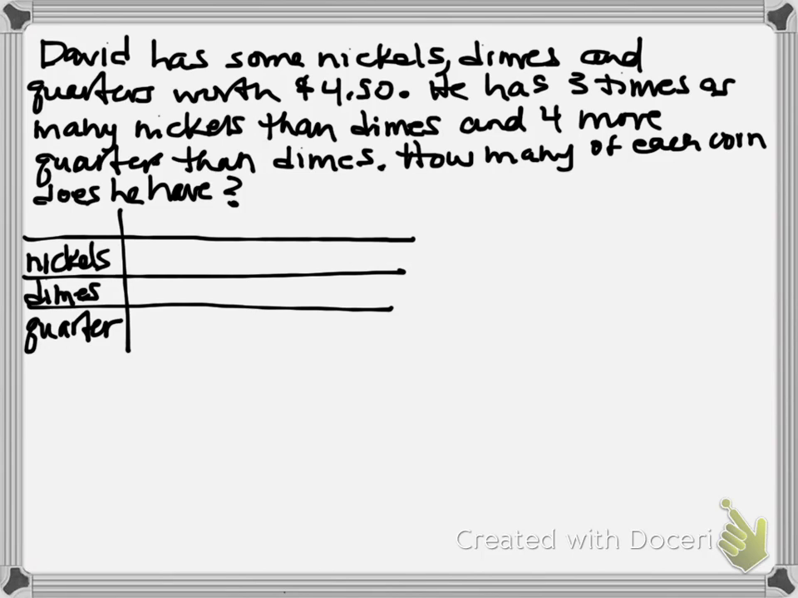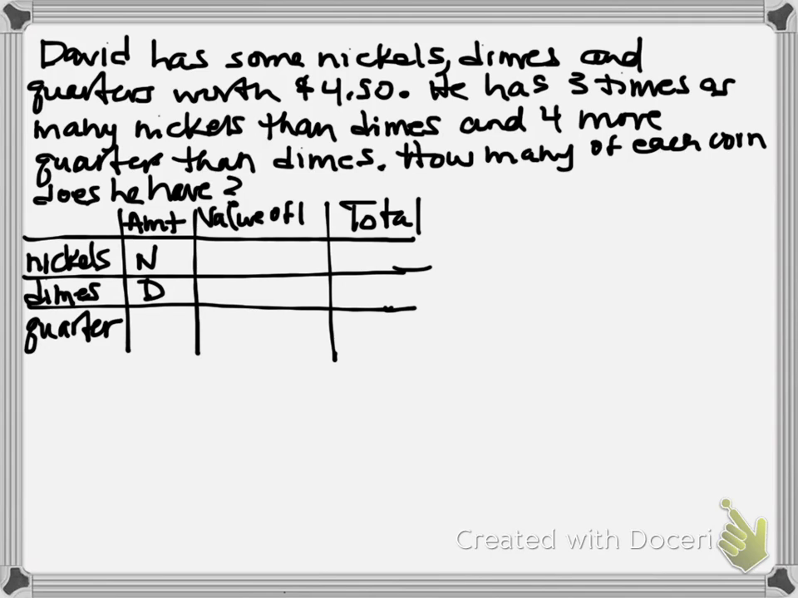All right, so we need to know 2 pieces of information about our coins. How many? So we can say amount. And then we're going to write value, and this is crucial, of 1. And then we're going to get a total. So they did not give me any information. No numbers of how many nickels or how many dimes or how many quarters. So I'm going to use variables. N for nickels, D for dimes, Q for quarters.